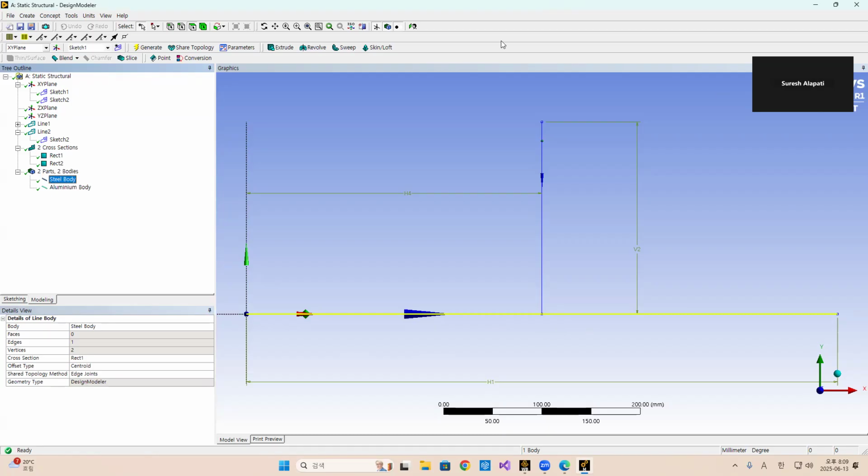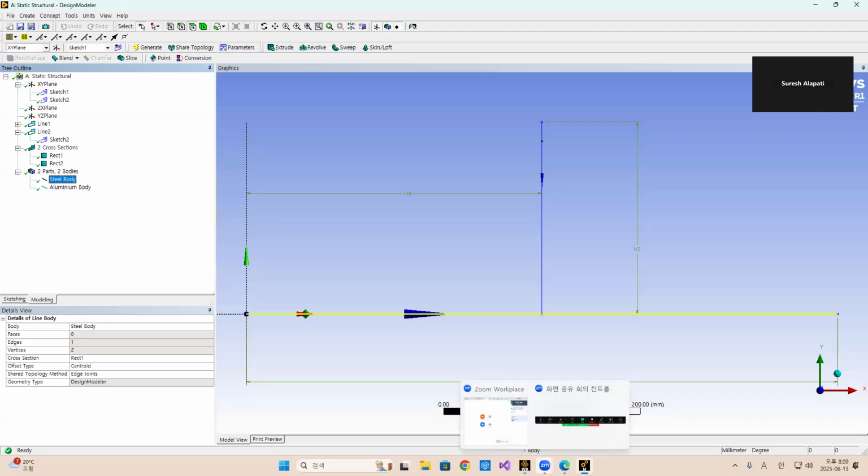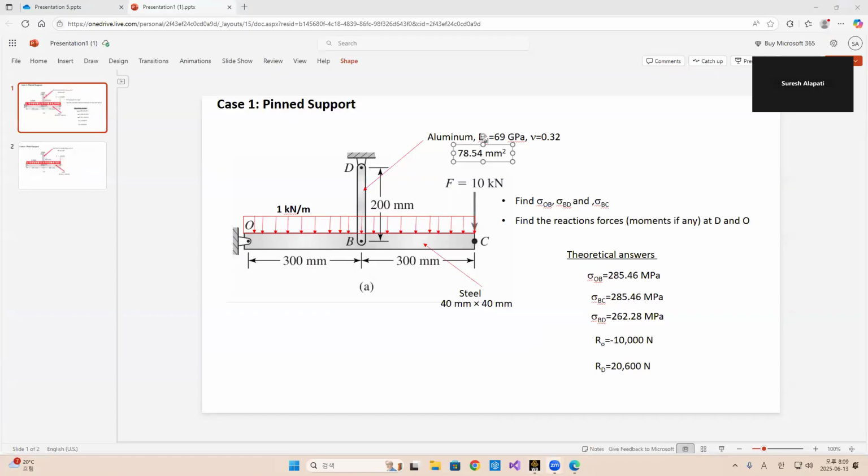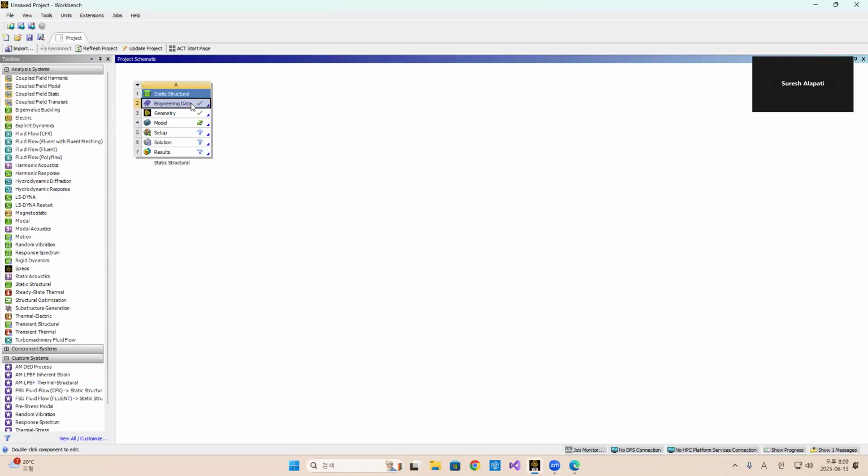Okay, then geometry is finished. So now engineering data is finished and geometry is finished, and next is the model. So, model.